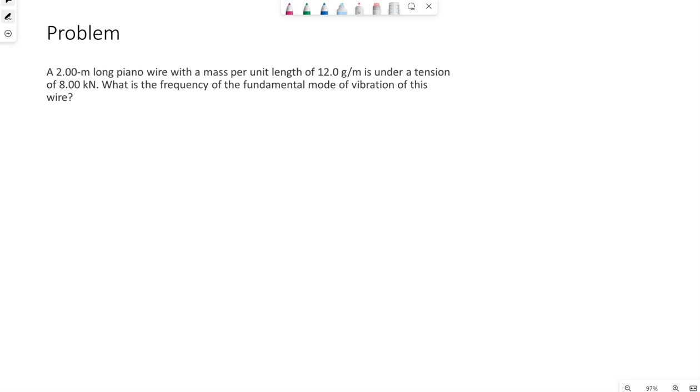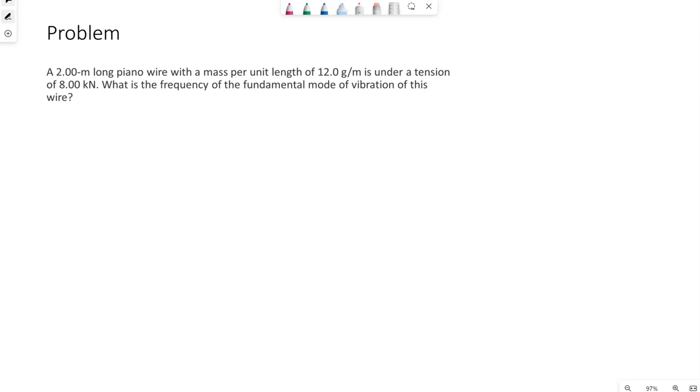We have a sample problem here. A 2-meter long piano wire with a mass per unit length of 12 grams per meter is under a tension of 8 kilonewtons. What is the frequency of the fundamental mode of vibration of this wire?